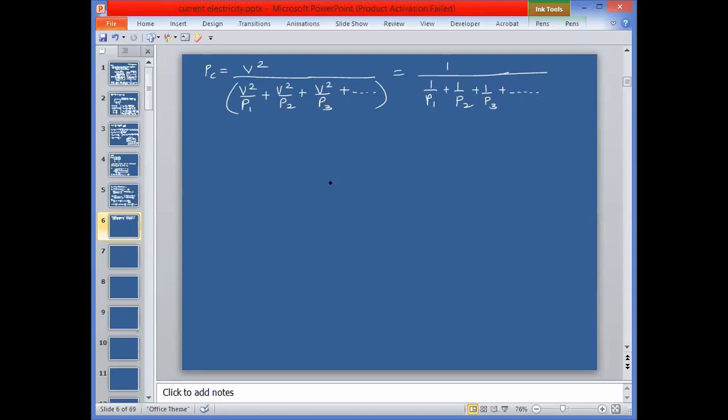Is this question clear to all of you? Will you be able to solve these type of questions independently? Total power in the circuit is the addition.